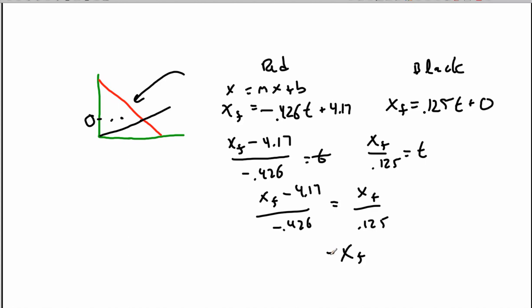Solving for x sub f gives us x sub f equals 0.95 meters. There's a little rounding in that, but not much. And so we should place the collision 0.95 meters from the black cart. That's the solution.